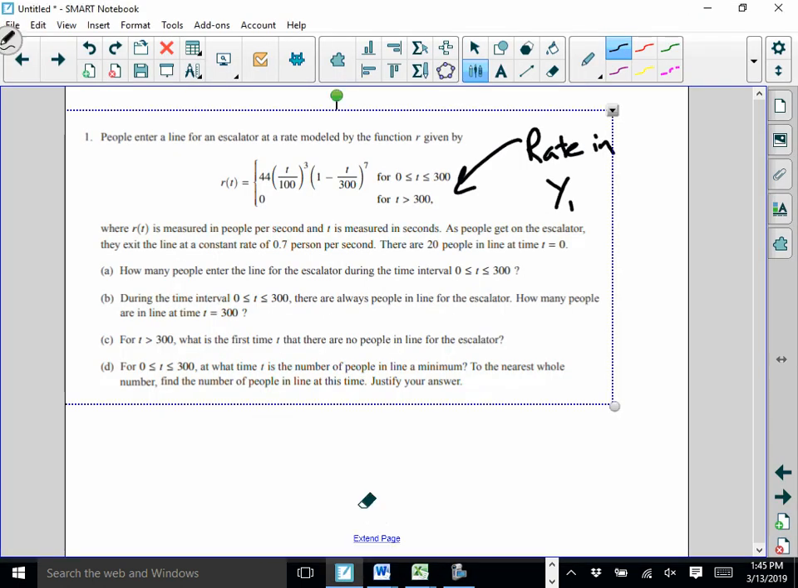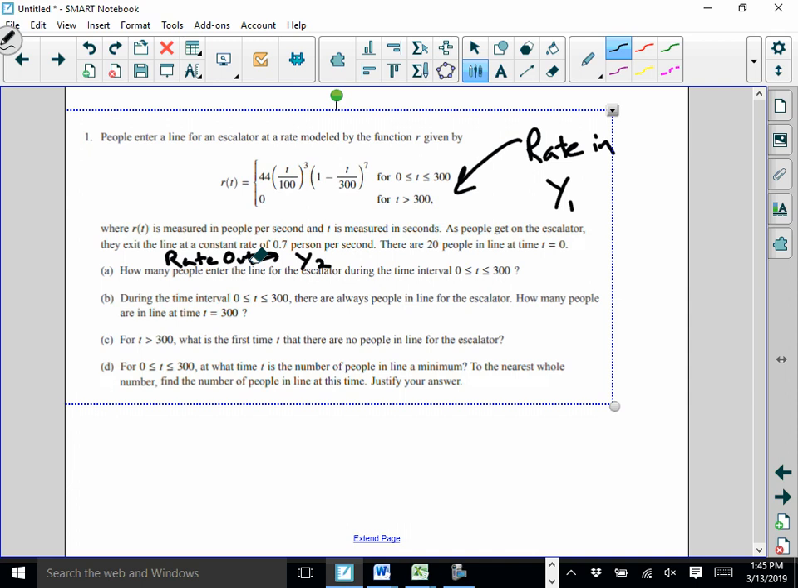My rate out here says as people get on the escalator, they exit the line at a constant rate of 0.7 person per second. So this right here is my rate out. And it's just a constant rate, but I'm still going to enter that in Y2. So I'm going to go ahead and put that 0.7 in for Y2.